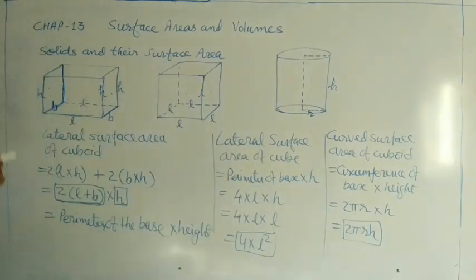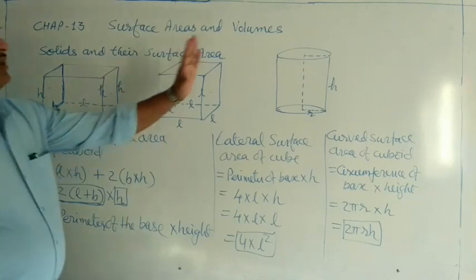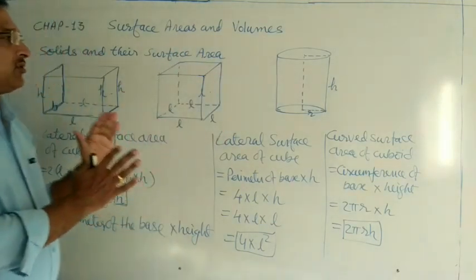Now let us start total surface area. Total surface area of cuboid, cube and cylinder. Then we will discuss about volume.